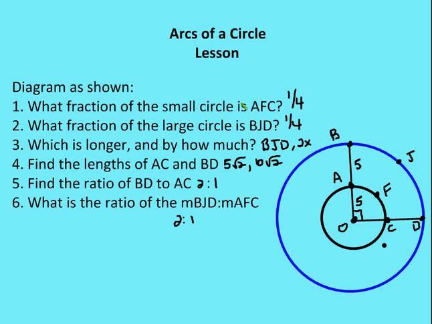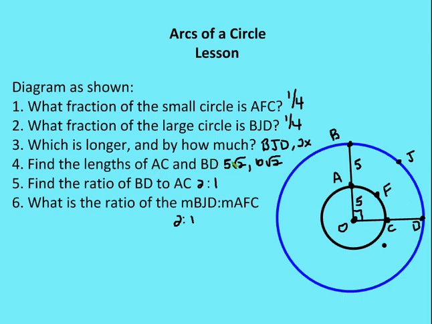Okay, so the fraction of the smaller circle, AFC, is 1/4 of the smaller circle, because this is 90 degrees. 90 degrees represents 1/4 of the entire circle. Similarly, BJD is 1/4 of the larger circle. We know that BJD is going to be 2 times the length of AC, because BO is 2 times the length of AO. So correspondingly, the radius of circle O with arc BJD is going to be 2 times the radius, so 2 times the arc length for AC.